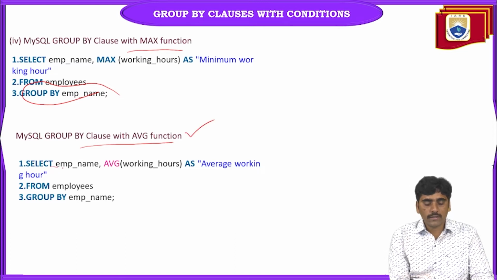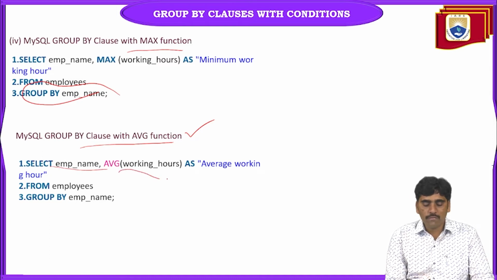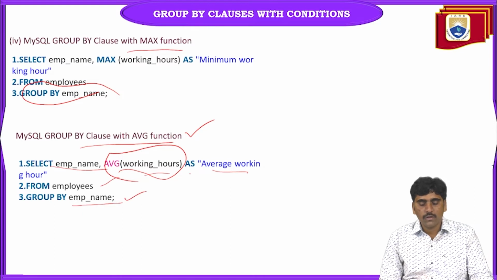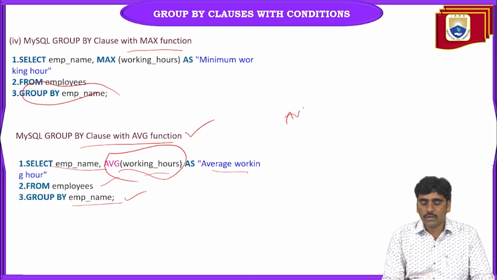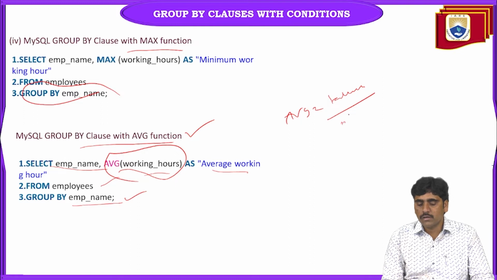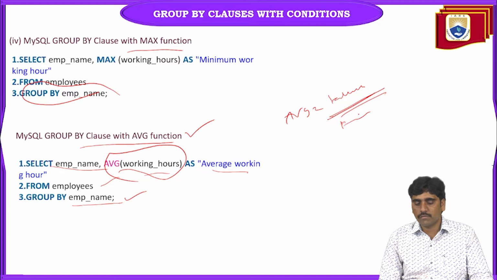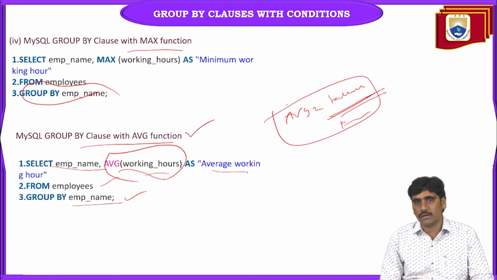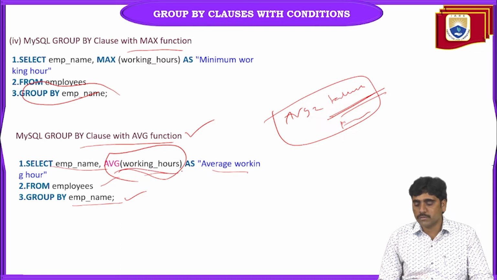And next one is the GROUP BY clause with the AVG function. SELECT employee_name, where I want to display the employee names whose average working hours is what, FROM employees GROUP BY employee_name. So it will take the average working hours. How can we find the average? Total hours worked divided by the total number of hours. That is nothing but the average you will calculate. So based on that average, you will get the employee names.